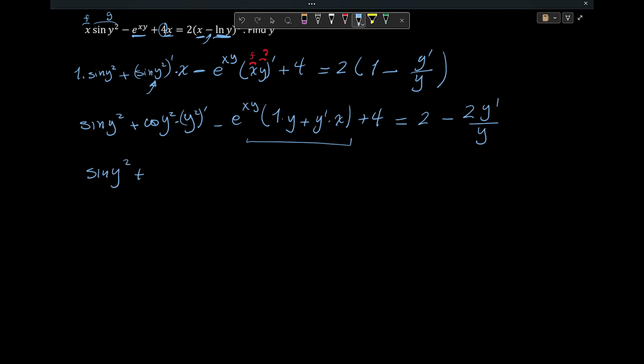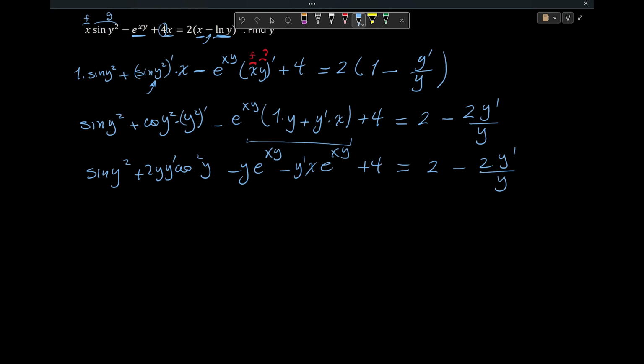Now, cosine squared y times the derivative of y squared. Again, y is a function of x. For its derivative, we'll use the generalized power rule. It's 2y prime. That's the derivative of y squared. Here, minus y e to the xy, minus y prime x e to the xy, plus 4 equals 2 minus 2y prime over y.